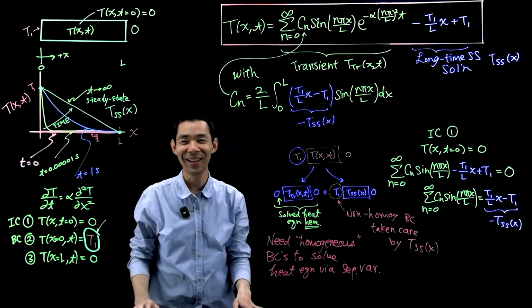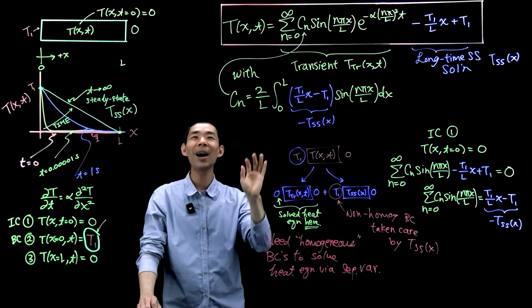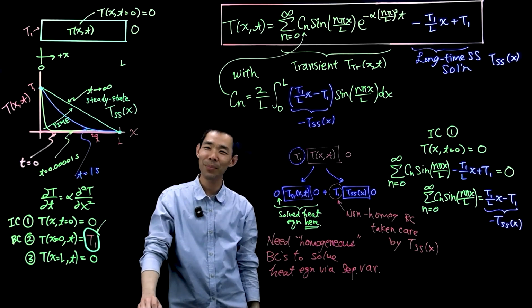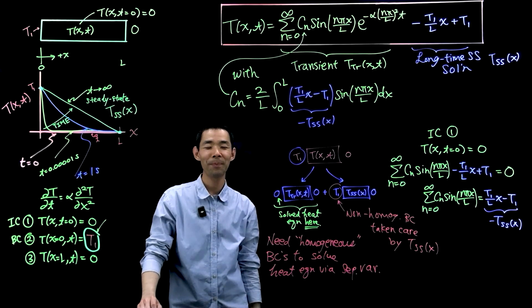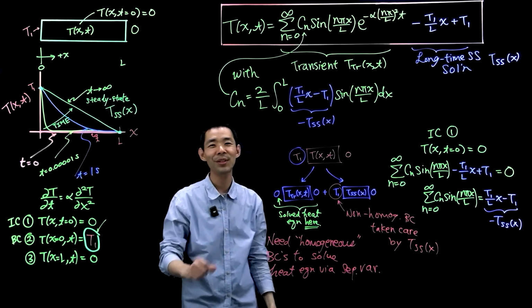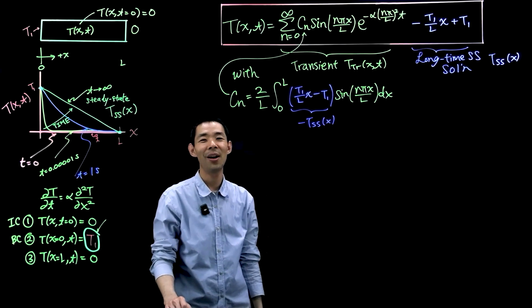Okay, enough talking. Let's plot this solution. I want to show you, it's a pretty cool temperature profile. Let's move to the screen, and I'll show you what this looks like in code.